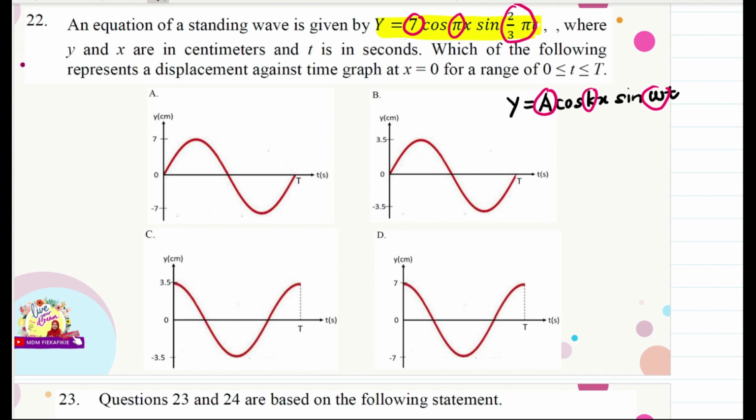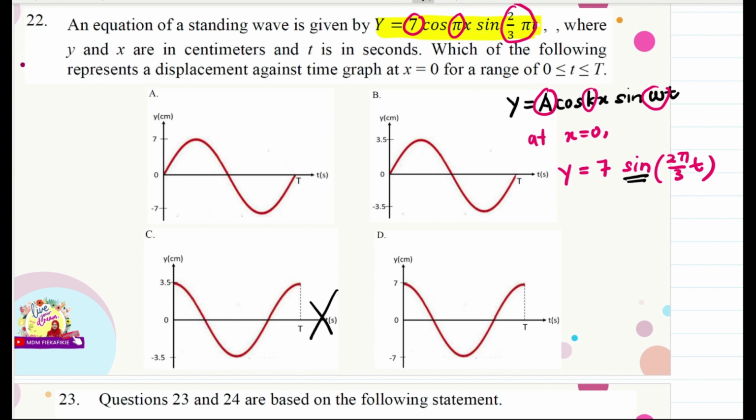Okay, so which of the following represents a displacement against time graph at x equal to 0? So kalau kita gantikan at x is equal to 0, equation y kita akan jadi apa? Kalau x 0, cos 0 is equal to 1. 7 sin omega t, kan? Omega tu kita gantikan lah nilai dia. Tadi apa? 2 pi over 3 t. So daripada sini you nampak graf kita adalah graf sin.